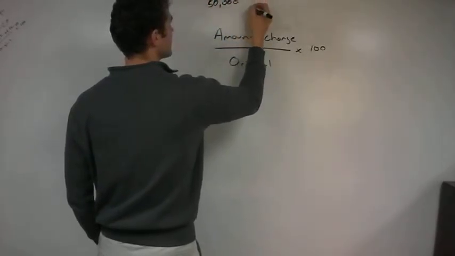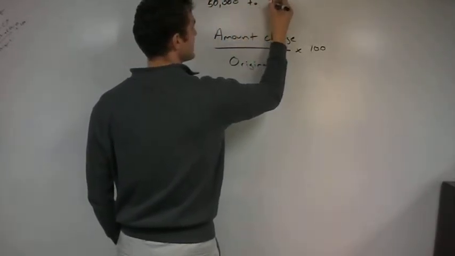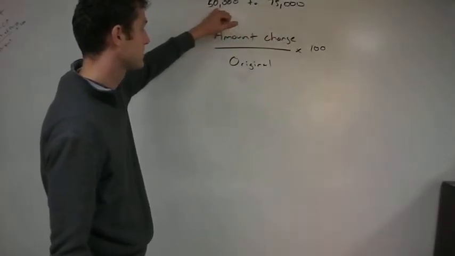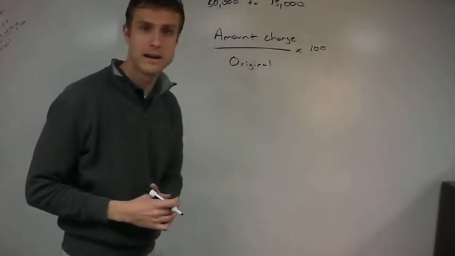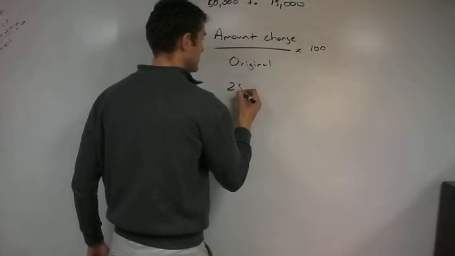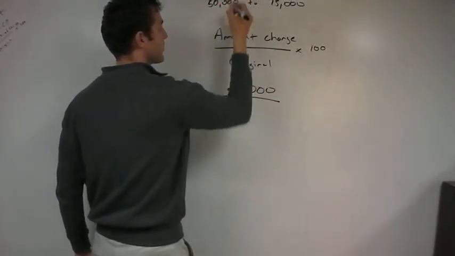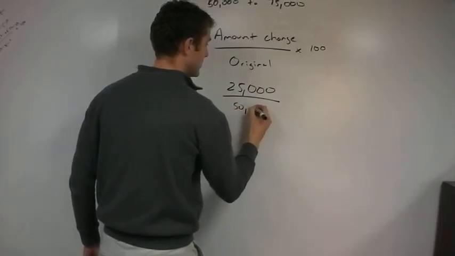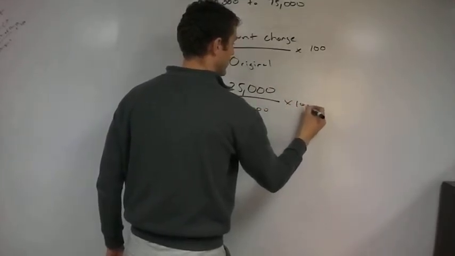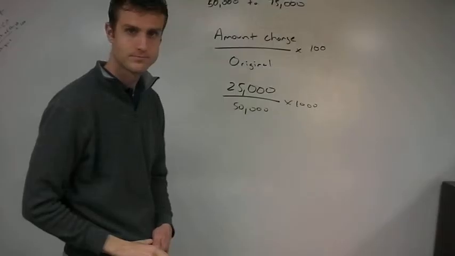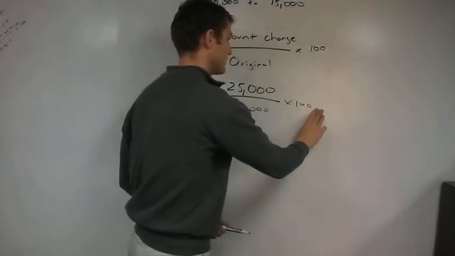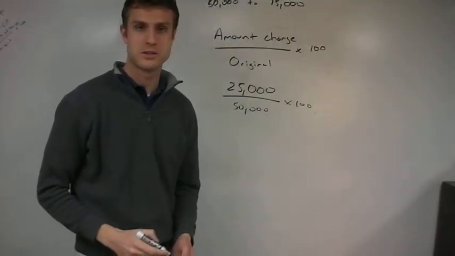So let's say over a year, a company went from making $50,000 to making $75,000. So the amount of change is simply going to be, I'm going to subtract the two amounts, 75,000 minus 50,000 is going to be 25,000. I'm going to put that over my original, which is the first number, 50,000, and I'm going to multiply by 100. And that will give me my percent change.